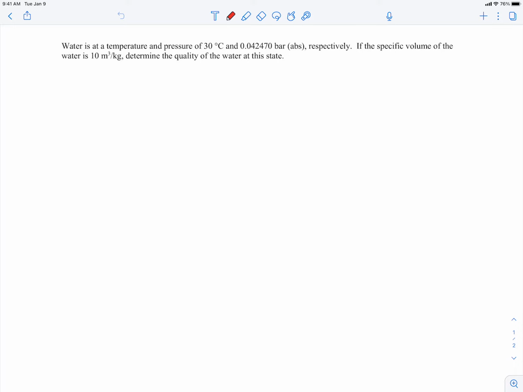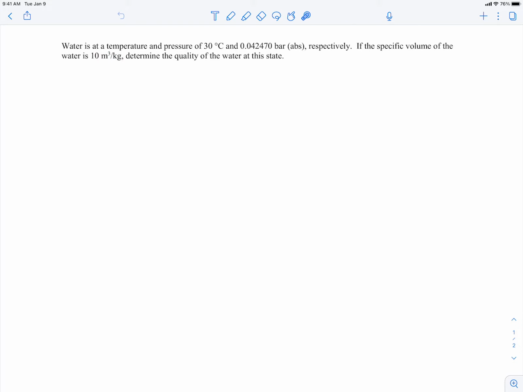Here we're told water's at a temperature and pressure of 30 degrees C and 0.042470 bar absolute respectively. And we're told that if the specific volume of the water is 10 cubic meters per kilogram, determine the quality of the water in this state.